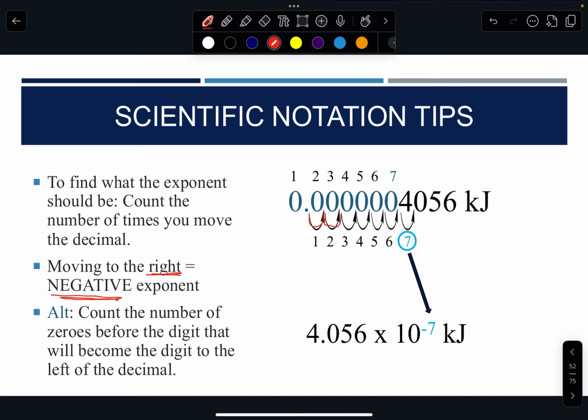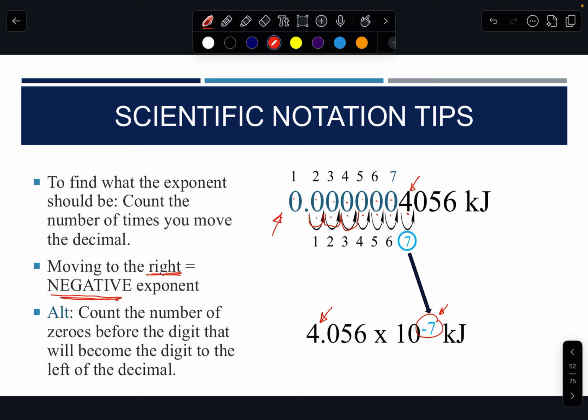Just count the number of hops it takes. So we have 1, 2, 3, 4, 5, 6, 7 hops. And so it's moving to the right, and so we have a negative exponent. You can also count the number of zeros. For numbers that are smaller than 1, as long as there is a single 0 out in front, you know that you can include that in your count. But there are 1, 2, 3, 4, 5, 6, 7 zeros in front of the number that you'll be putting in the front of your scientific notation. And so 7 zeros gives you a negative 7 value right there.